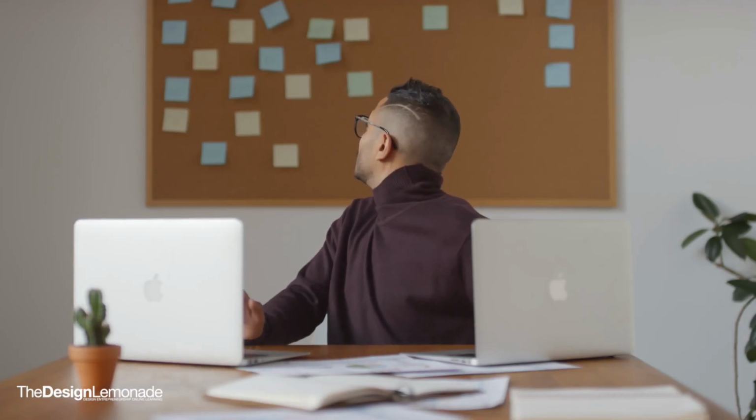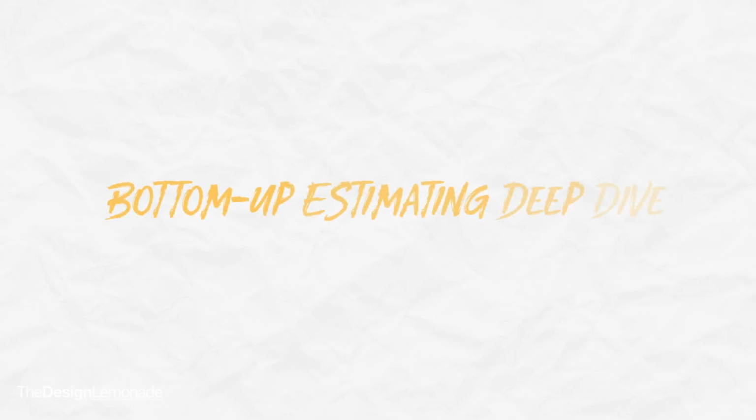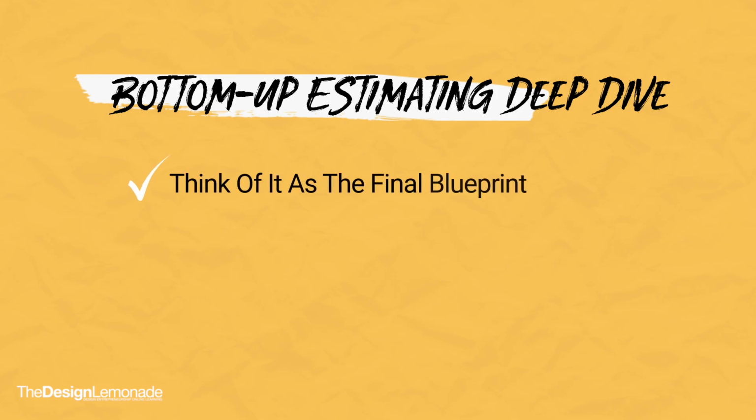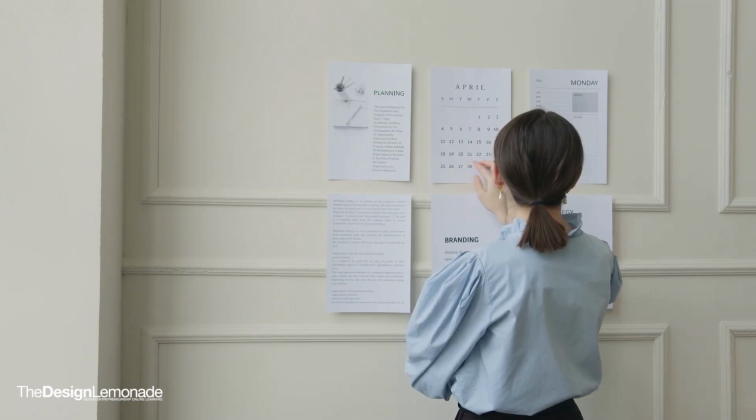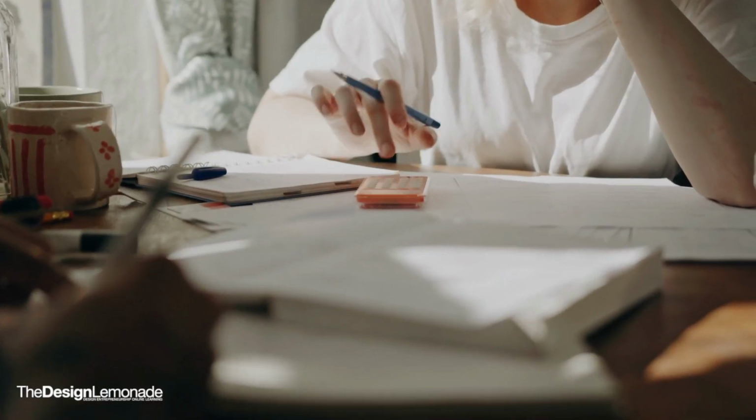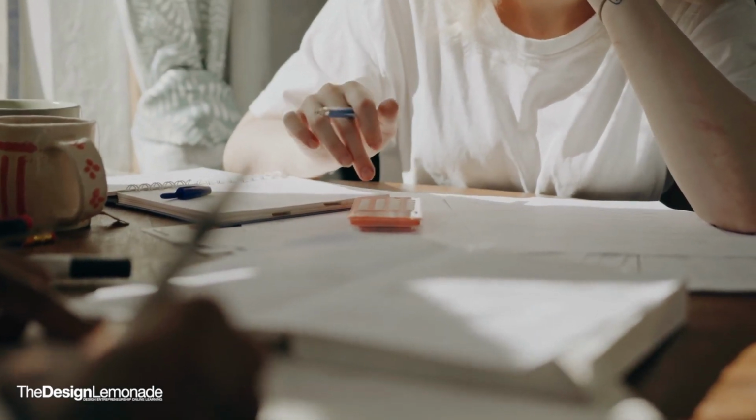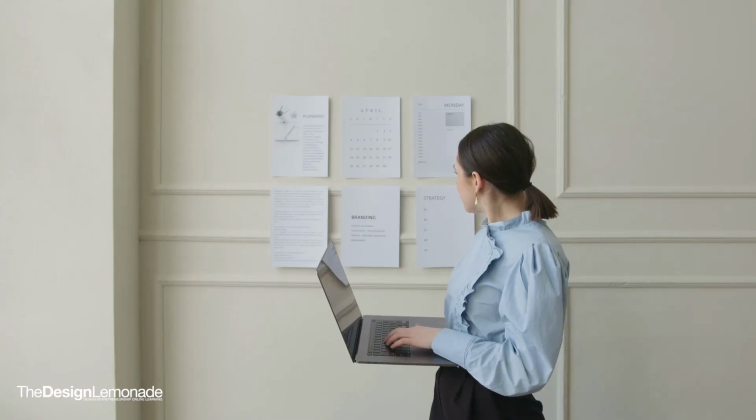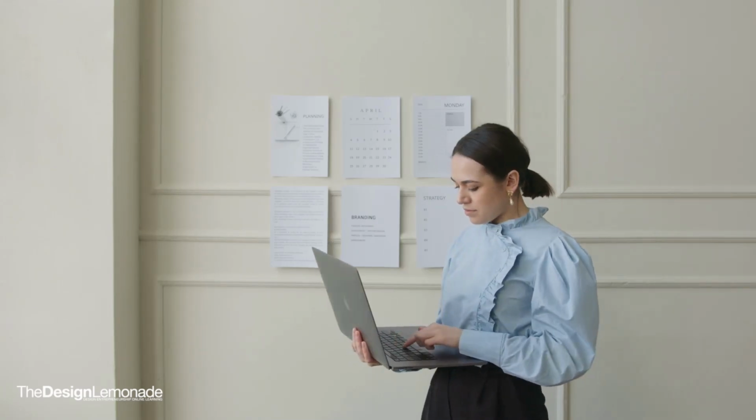Now let's shift gears to the most meticulous and accurate method of them all. Bottom-up estimating. If analogous estimating is a quick sketch, think of this as the final, fully rendered architectural blueprint. This method involves breaking a large project down into its smallest individual tasks and estimating the cost for each one. You then add up all those small estimates to get the total project cost. You figure out every single piece you'll need before you even start.